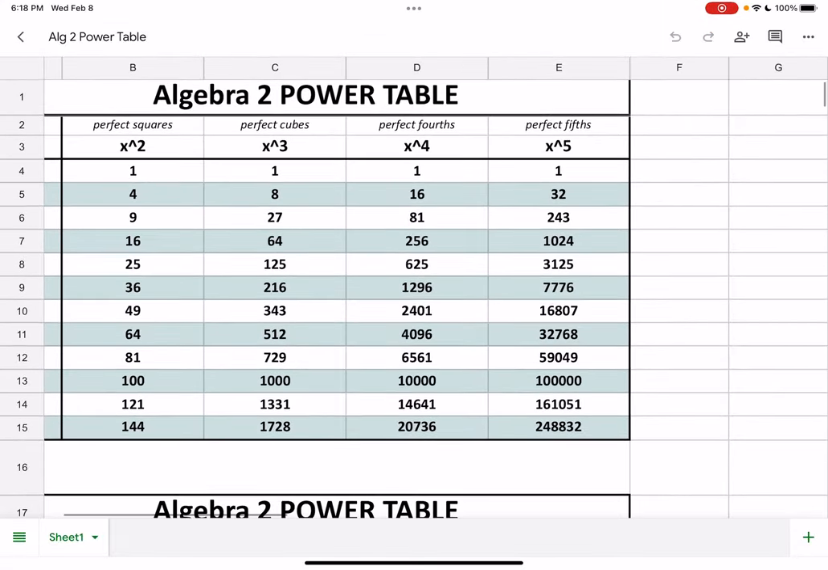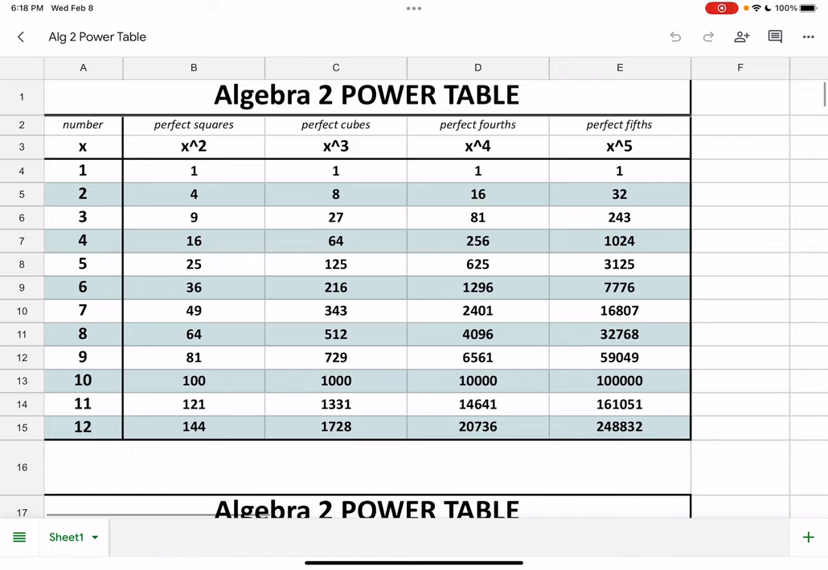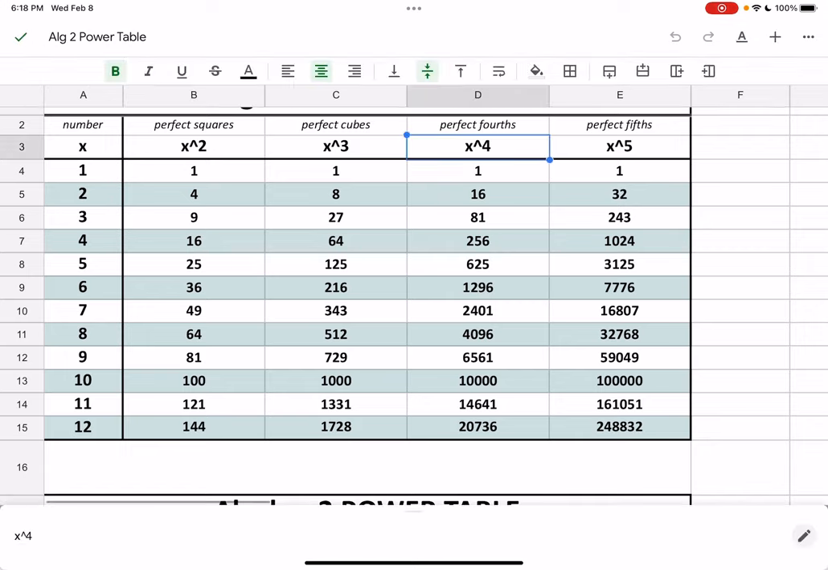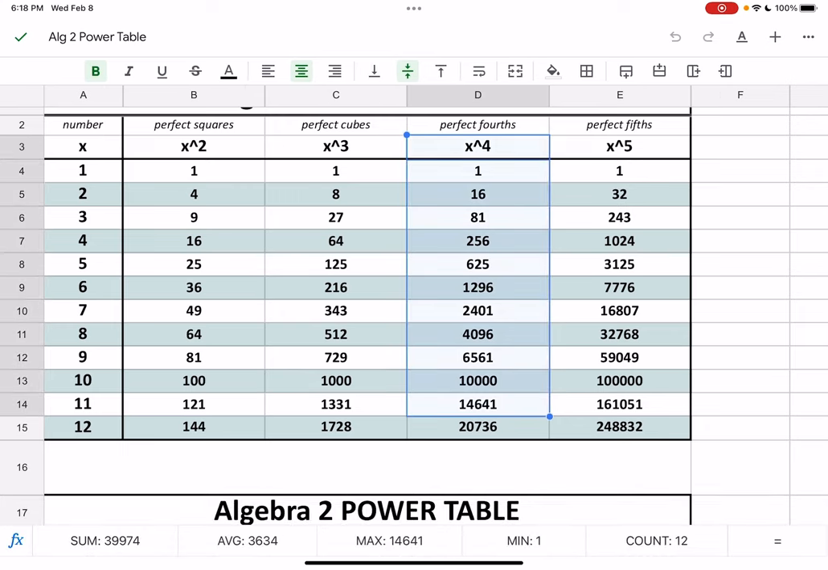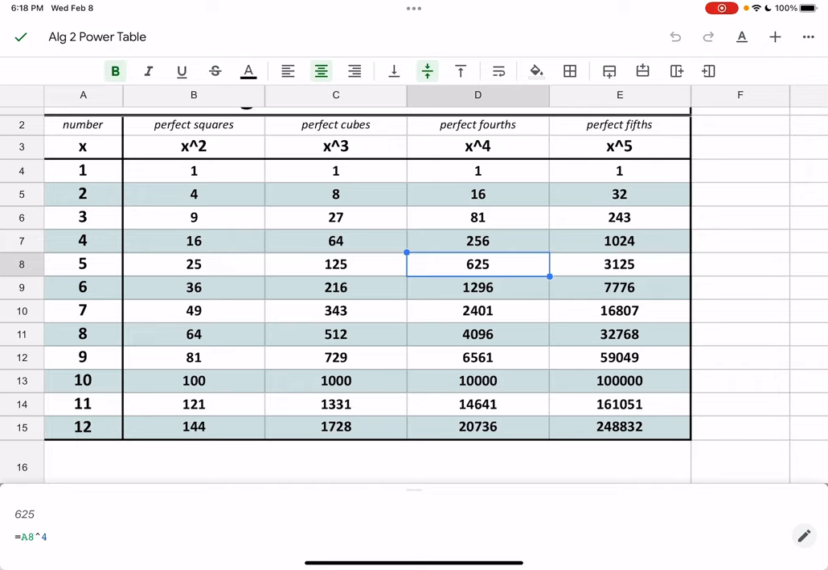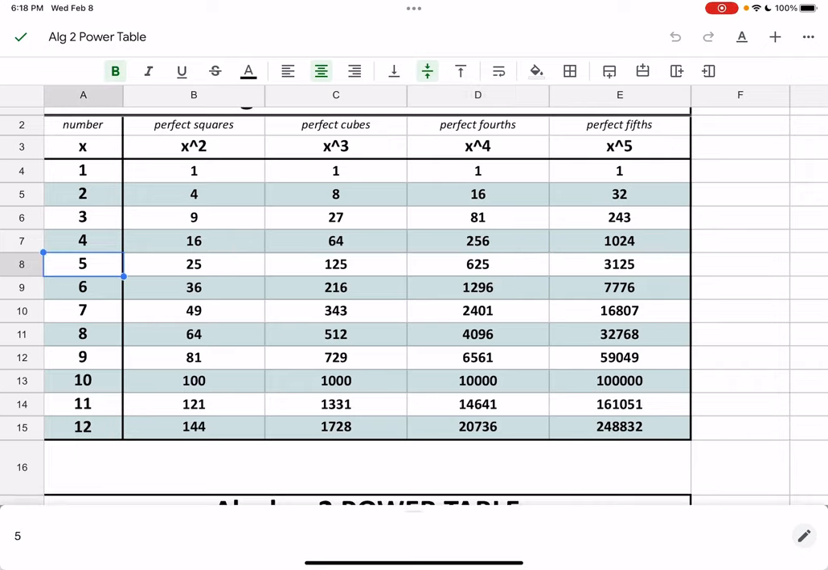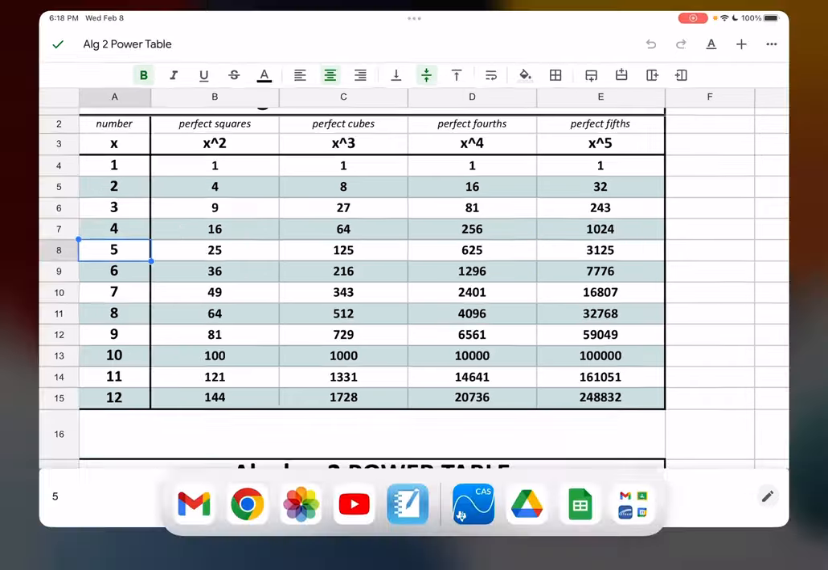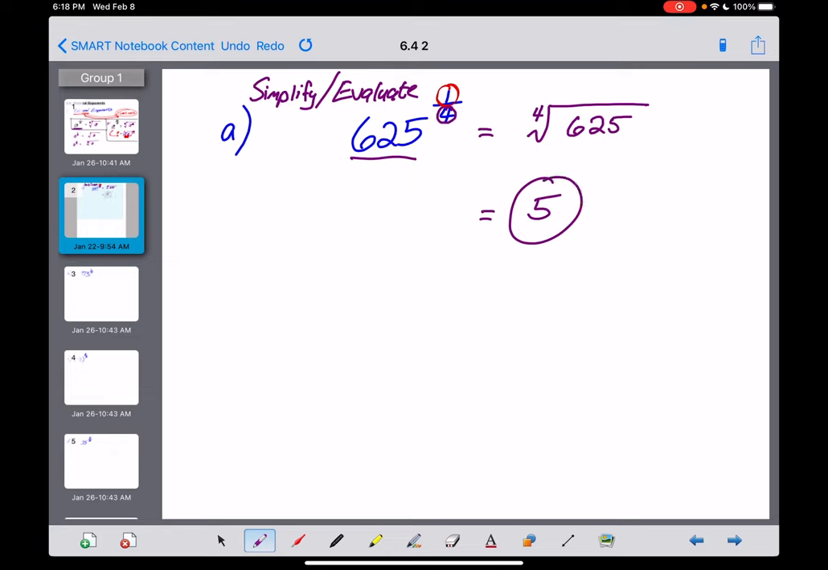And the hope would be that 625 is going to show up in your column here of perfect fourths. And what do we got here, guys? Yeah, sure enough, there it is. 625 is found in this cell right over here. And when I run that over to the left, I see the fourth root of 625 is 5. Okay, very convenient. So that's it, everybody. 625 to the 1/4 power is 5.